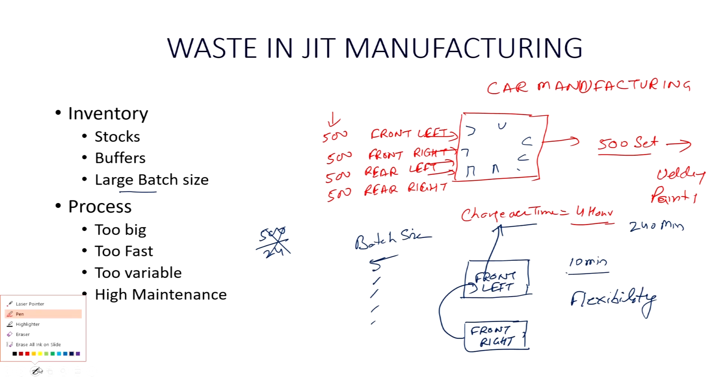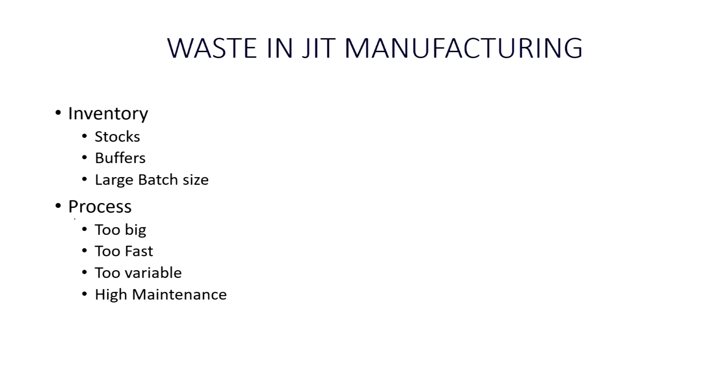Now, look at another type of waste, which is called process waste. Suppose you have to produce 200 units per day, but your manufacturing machine has a capacity of 500 units per day. It will consume more space, more energy, and more maintenance cost. So, that is a waste. If it is too fast, that is also a waste. If there is variability in the time, in the quality, or in the operation time, then also it is a waste. If the equipment requires high maintenance, that itself is a waste.